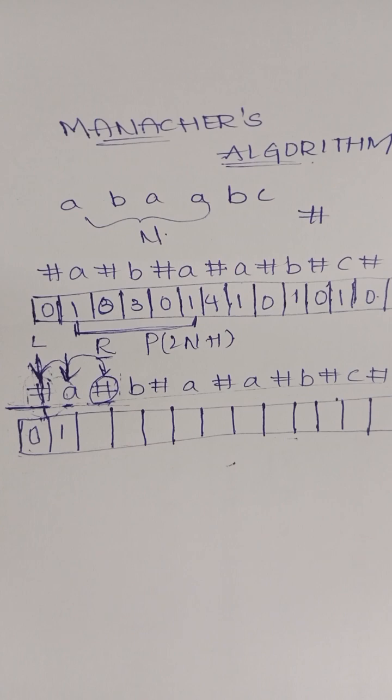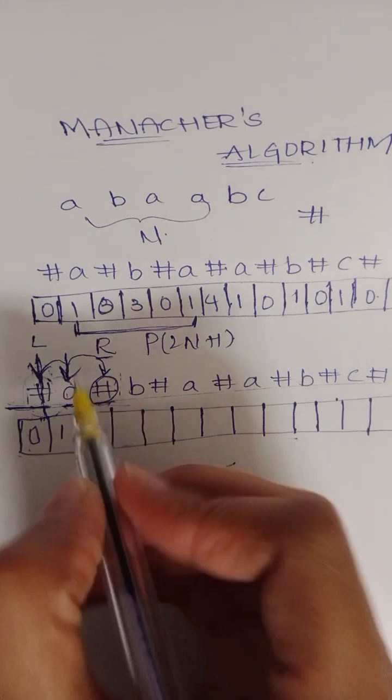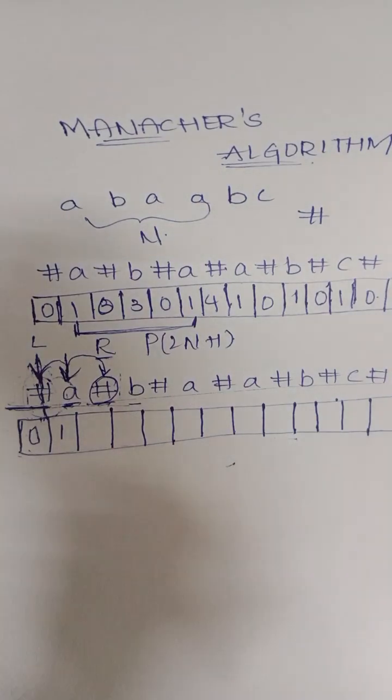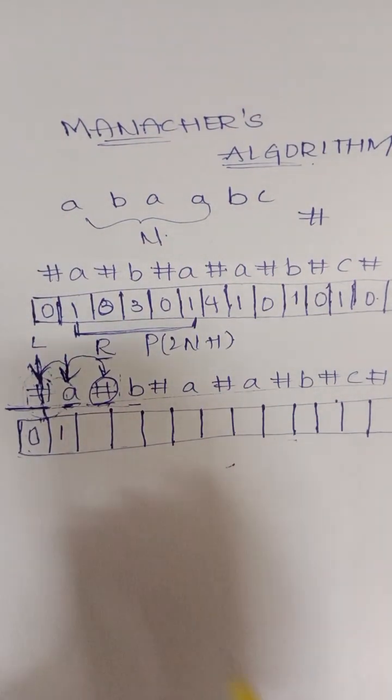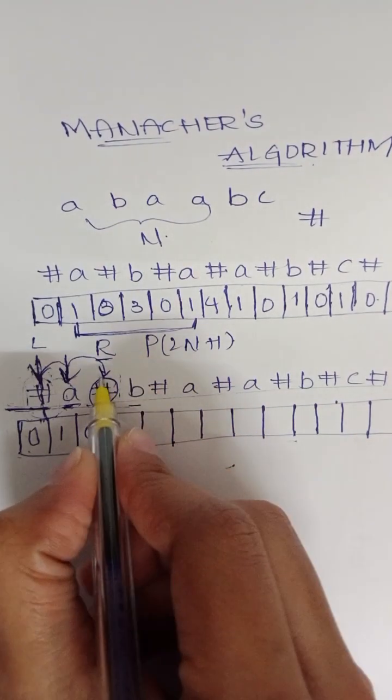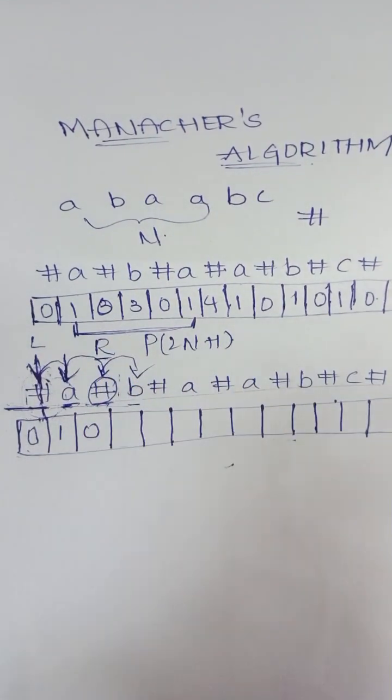In this case, you can't even expand it, as it has A on the left side and B on the right side, which don't even match. So there is no case of updating it. This will be 0 as usual. And now our pointer moves to the B.